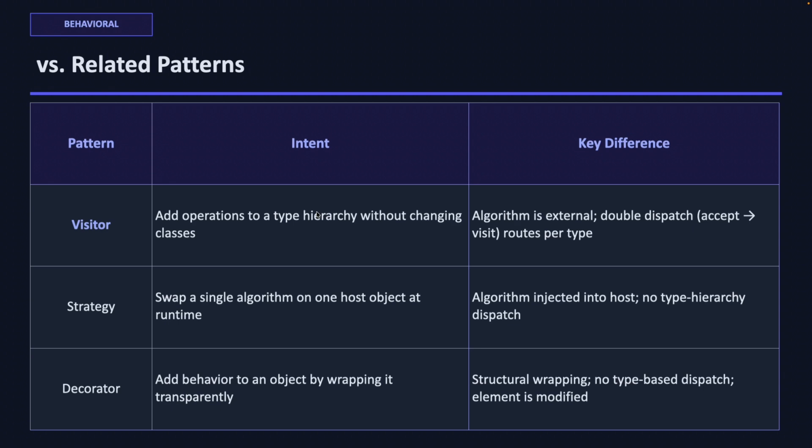We have this decorator pattern as well. It adds behaviors by wrapping objects. The wrapped object looks the same to the caller. Decorators are structural. The visitor is behavioral and external. This means it operates on elements without wrapping them, and it uses this double dispatch to route to type-specific logic. A decorator doesn't know or care about the concrete types it wraps. A visitor is explicitly designed to distinguish between them.